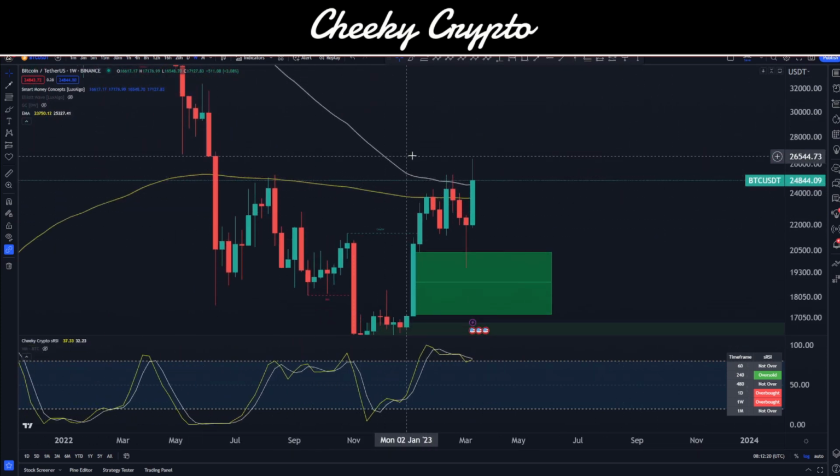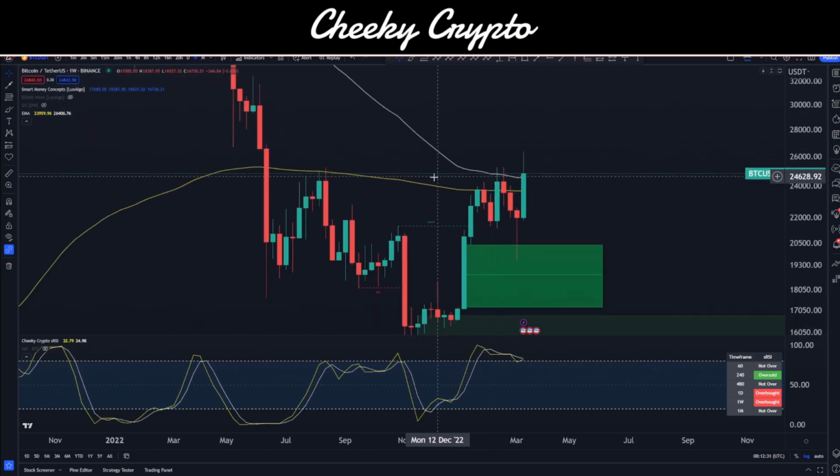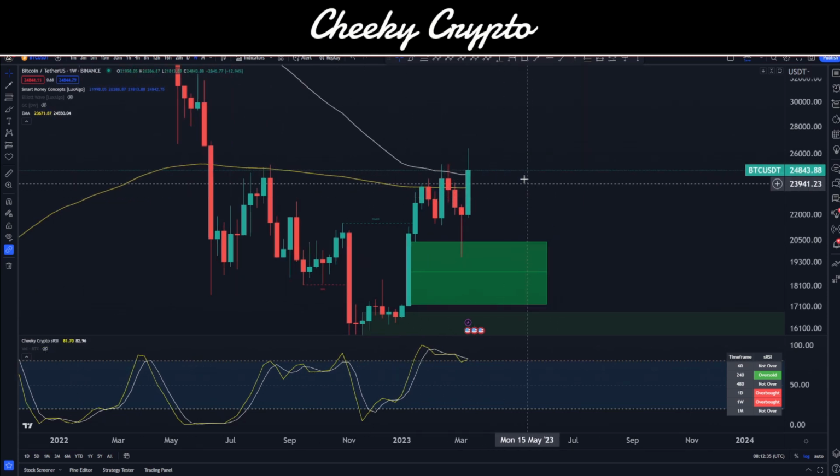Here we have our 50 and 200 EMAs. We can see that we are above the 200 EMA at the moment, and we are just slightly above the 50 EMA. The 50 EMA was acting as a bit of resistance, and the 200 EMA was also acting as resistance. So from our weekly time frame here, a weekly close is going to be very important to Bitcoin when it comes to these two averages.